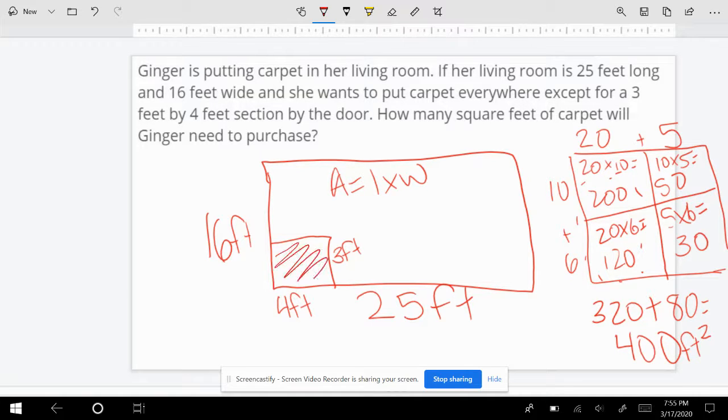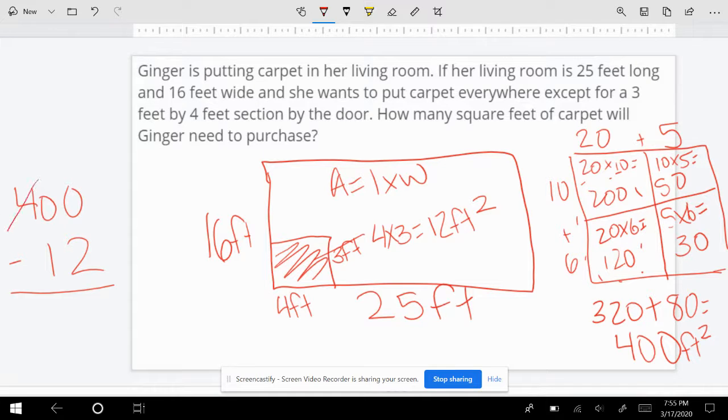Now this part, I'm going to just subtract out. The area of this section right here is 4 times 3, which is 12 feet squared. So then I'm just going to subtract that, 400 minus 12. This could be a simple way to solve: 400 minus 10 is 390, minus 2. But I know some of our friends don't love all that, so I'm just going to do the standard algorithm.